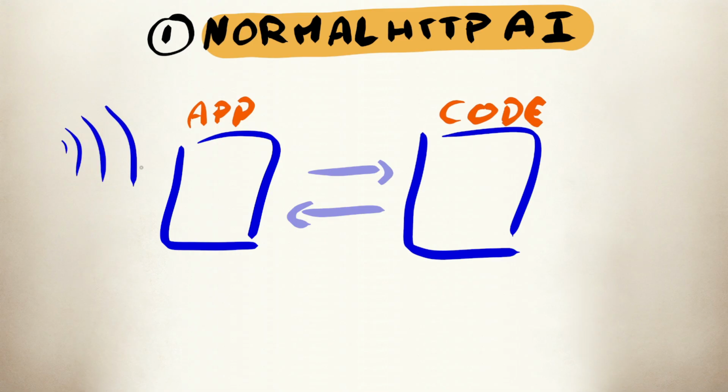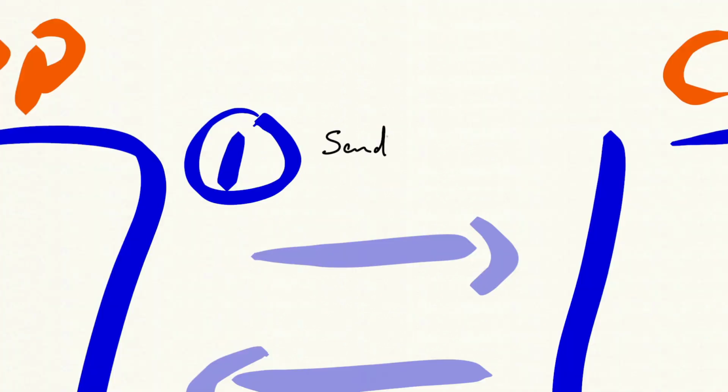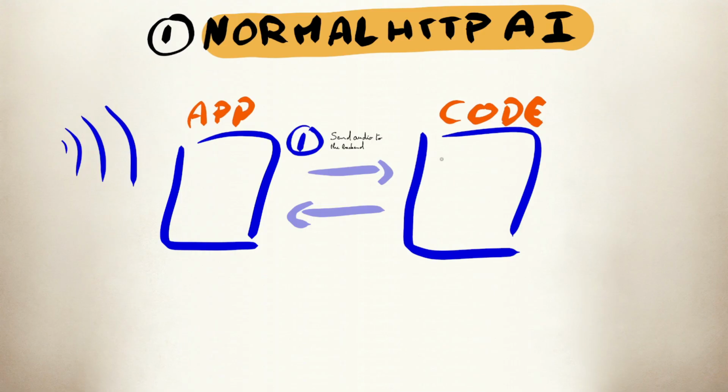So the first step here is you talk to the app, right? So you basically say something and then it gets translated. That's the first step. The app is going to capture the sound and send it to the backend, to the code. Actually, even before sending the audio to the backend, you need to tell the app, well, I'm done talking now. You can send the audio to the backend. So you need to push some type of button.